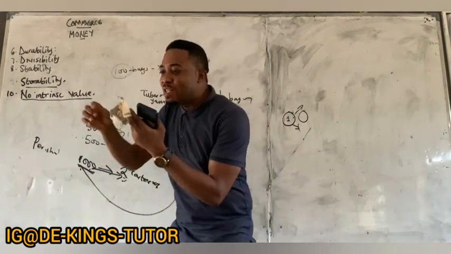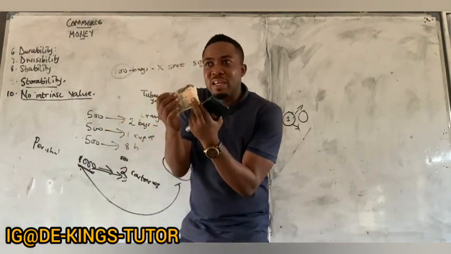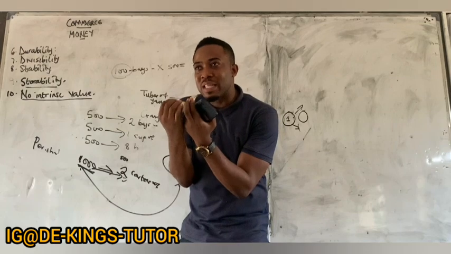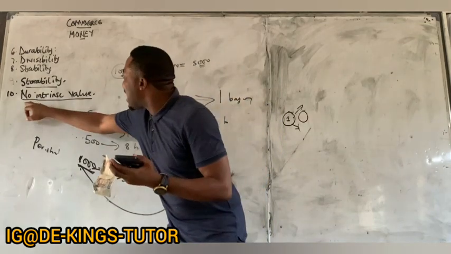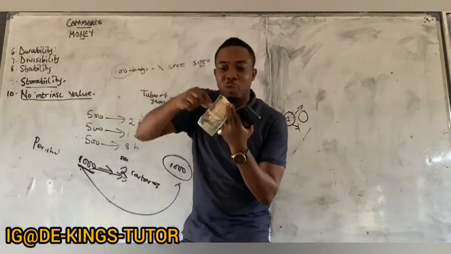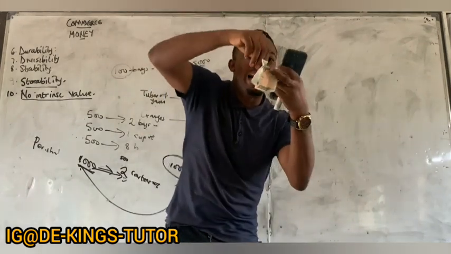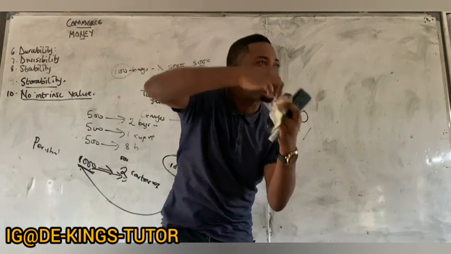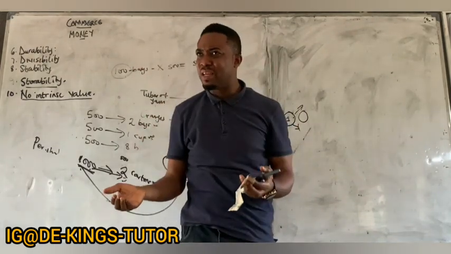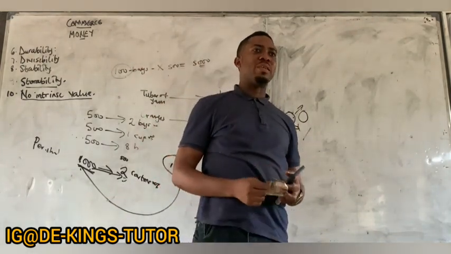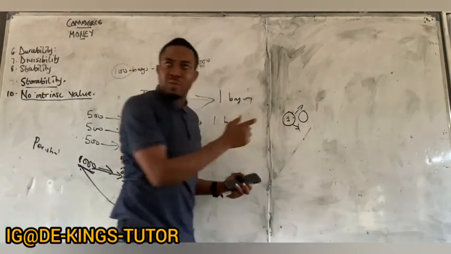So, in order to ensure that money regains its stability, it should not have an intrinsic value. That means this paper should not be more valuable than what you can use it to exchange. Do you understand me? So that's what I'm saying. I used that gold as an example.